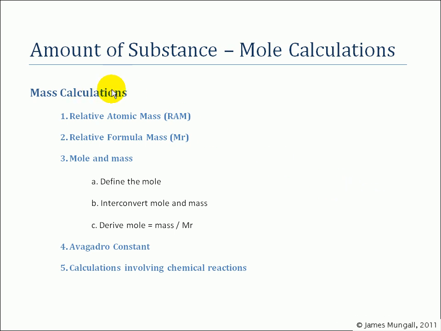So we're doing amount of substance, mole calculations and mass calculations. We're now on to mole and mass, in which we're going to define the mole, redefine it, interconvert mole and mass, and then derive this formula: mole equals mass divided by MR, which is kind of the crucial equation which you need for all these mass calculations.